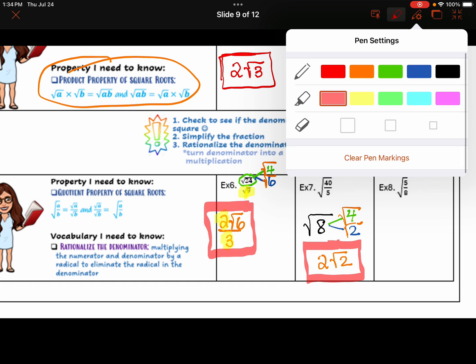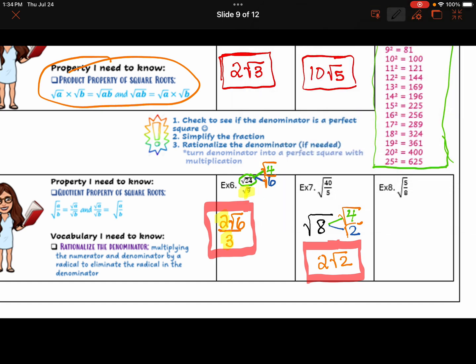Okay, last problem. 8 is not a perfect square. Oh, but 8 and 5 can't simplify. So now I'm stuck with this whole idea of I have to rationalize the denominator. And rationalizing the denominator sounds complicated, but it's really this simple. We are going to rewrite this fraction into an equivalent form so that the denominator is a perfect square. One easy way to do it is just whatever the denominator is, multiply both top and bottom by that number.